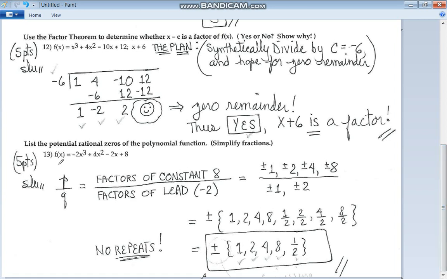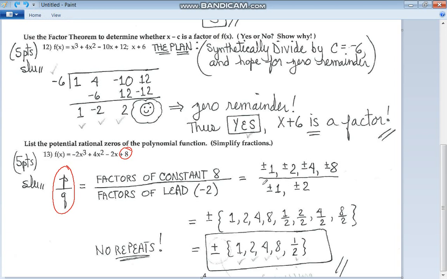And number 13, list the potential rational zeros of the polynomial function and simplify any fractions. Okay, potential, not necessarily guaranteed, but they're potential rational zeros. So we have f of x equals negative 2x cubed plus 4x squared minus 2x plus 8. We're using p over q, where on the top, the p values are factors of the constant 8. And on the bottom, we have factors of the lead coefficient negative 2. All right, let's list those.